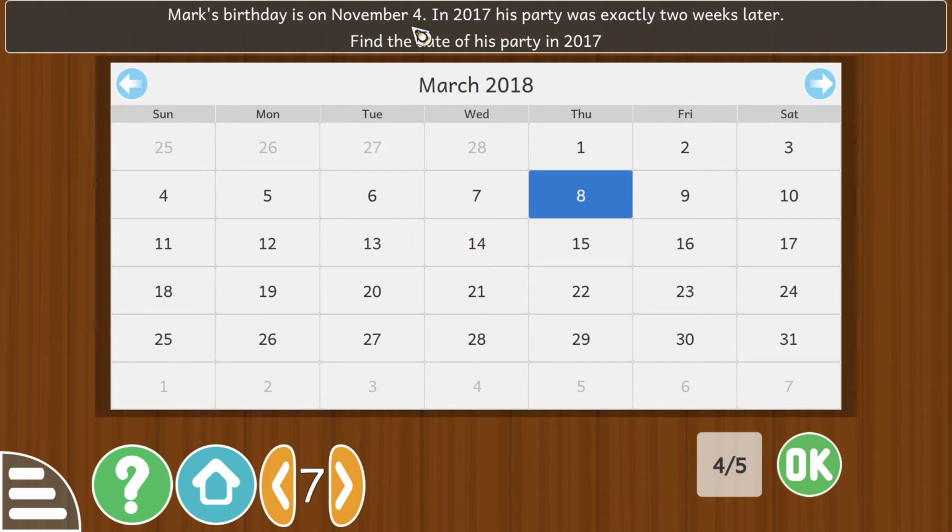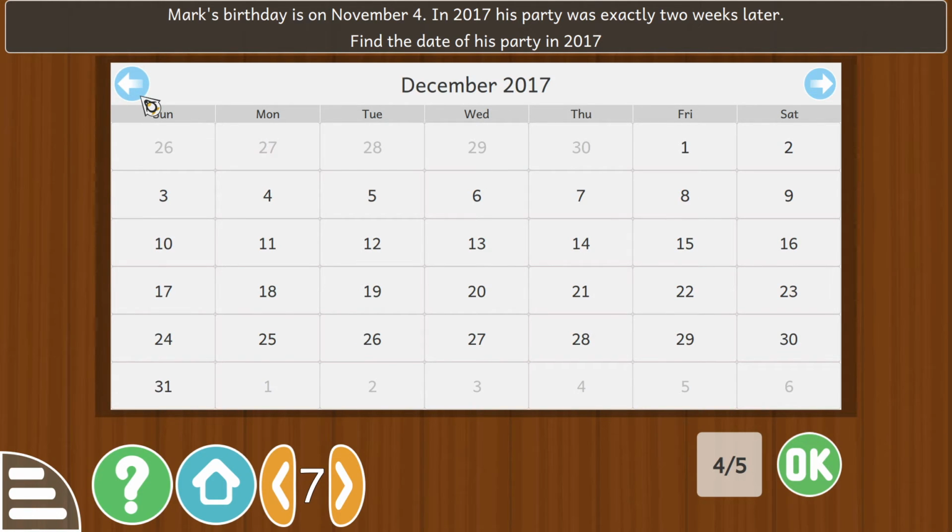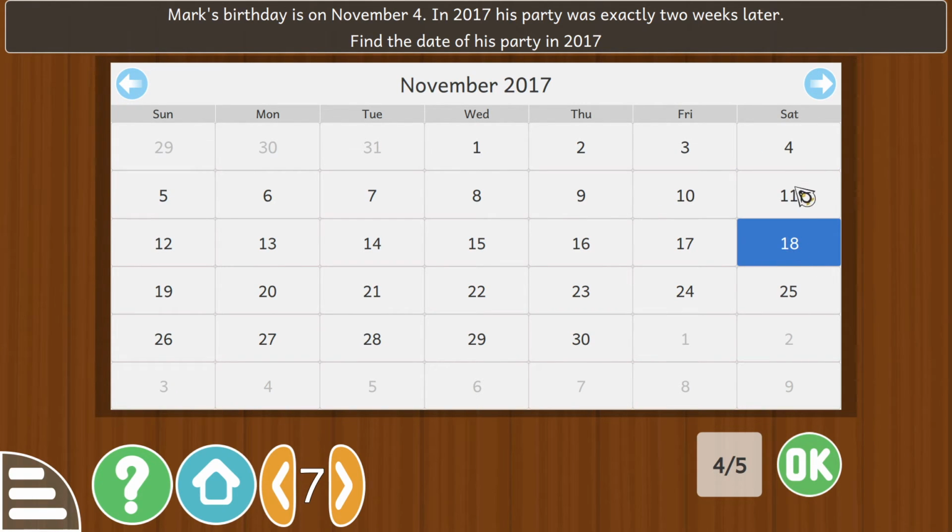Mark's birthday is on November 4th. In 2017, his party was exactly 2 weeks later. Find the date of his party in 2017. All right, so November the 4th, Saturday. 2 weeks after that is the 18th.